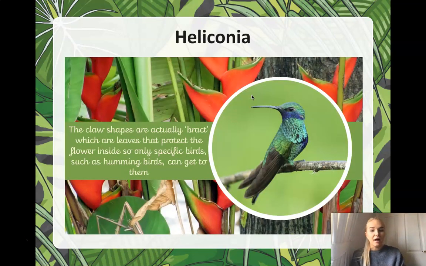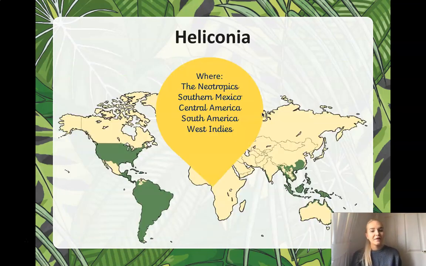Now, the heliconia also has claw shapes, and they are actually called bracts, and these are leaves that protect the flower inside, so only specific birds such as hummingbirds can get to them. How do you think these hummingbirds can get to the flower? That's right, they have these big beaks and they can get into them really well, can't they? So it helps protect the flower. That's why they're so spiky and sharp. And the heliconia can be found in what's called the neotropics. These are places such as southern Mexico, Central America, South America, and the West Indies too. So it can be found in lots and lots of places around the tropical rainforest region.